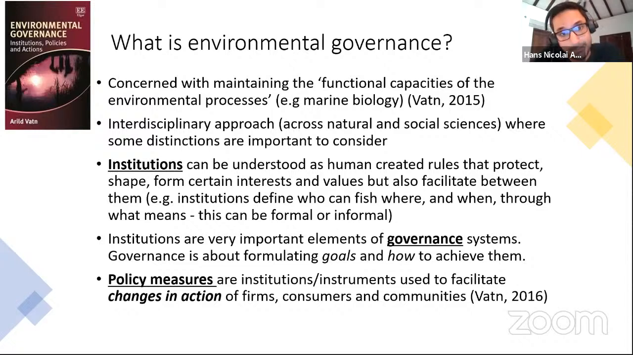So for instance, when we talk about water governance, we have municipalities and cities that use information from natural scientists to assess the water quality. Then we have institutions, which are part of environmental governance approaches. Institutions can be understood as human-created rules that protect, shape, and form certain interests and values, but also facilitate between them. So these institutions are very important elements of governance systems. And governance is about formulating goals and how to achieve them. Governance is in part composed of institutions, and policy measures are essentially tools which are used to facilitate changes in the actions of firms, consumers, and communities.